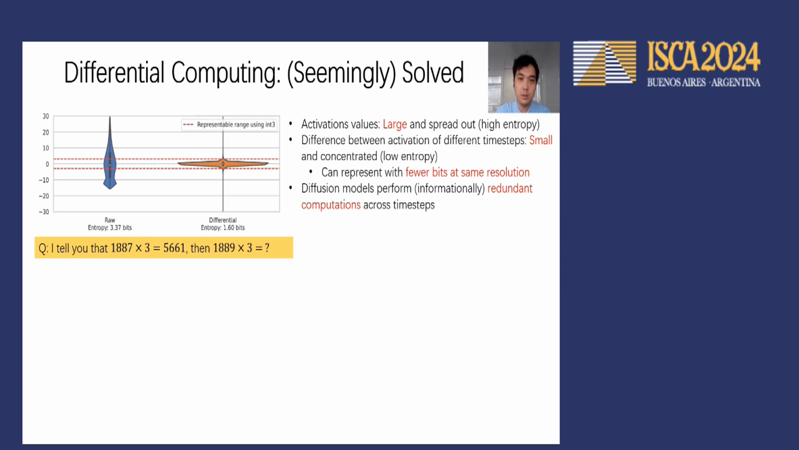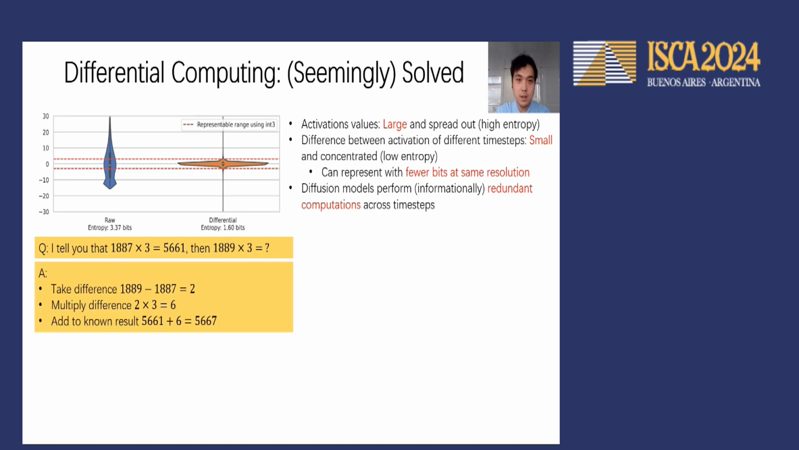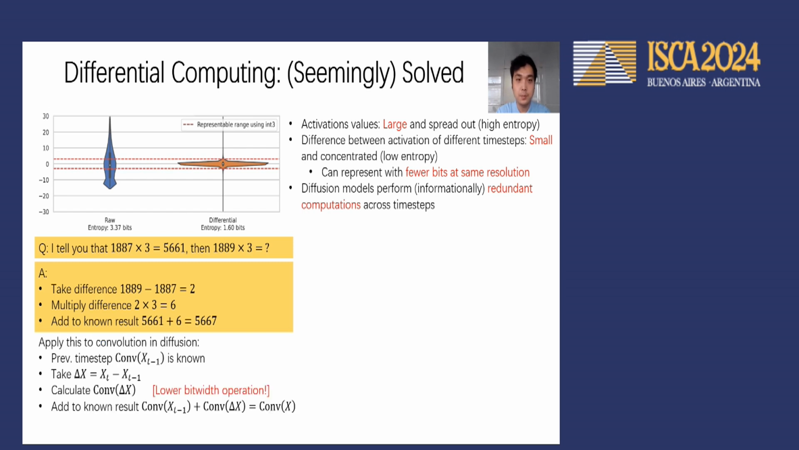Consider this math quiz. Suppose I tell you that 1887 times 3 is 5661. Then how do you calculate 1889 times 3? Well, you notice that 1889 is similar to 1887, so you take the difference between the two, which is 2, and multiply 2 by the other fixed operand, 3. Adding this back to the known 5661, you would get 5667, and you get the answer quickly.